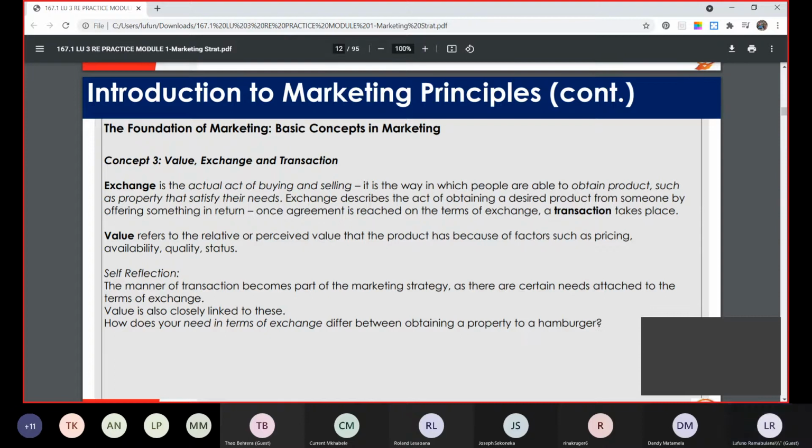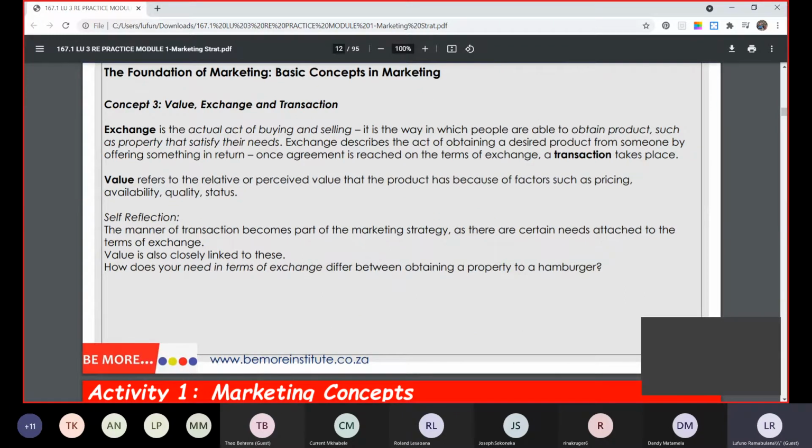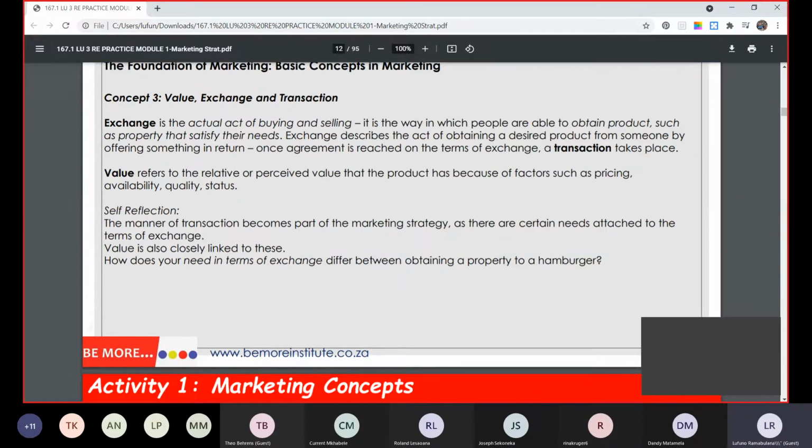Value refers to the relative or perceived value that the product has because of factors such as pricing, availability, and quality. Remember, in value, there's a relative value, or what we call a perceived value. We can also reflect on how the manner of a transaction becomes part of the marketing strategy, as there are certain needs attached to the terms of exchange. Value is also closely linked to this. How does your need in terms of exchange differ between obtaining a property or a hamburger?